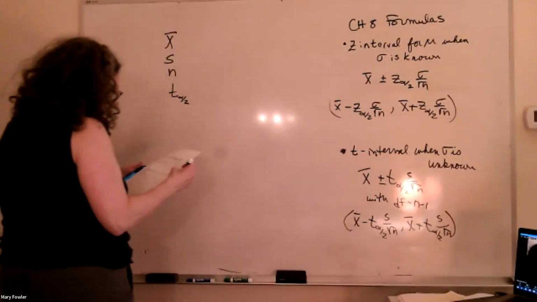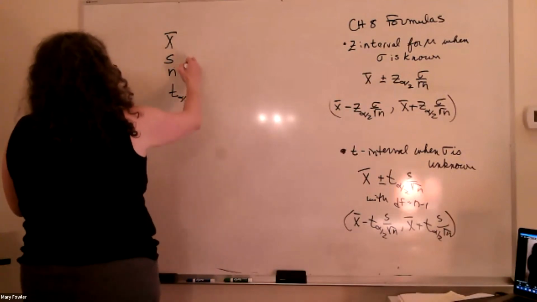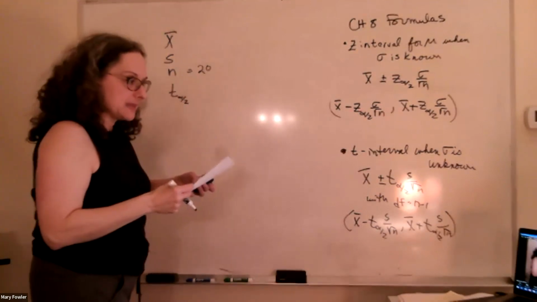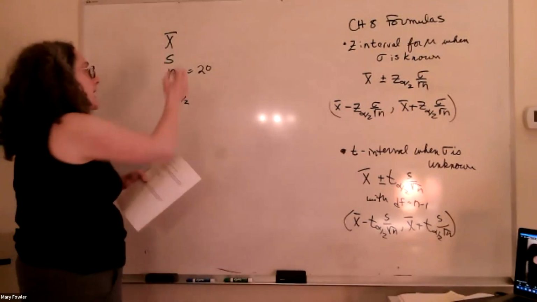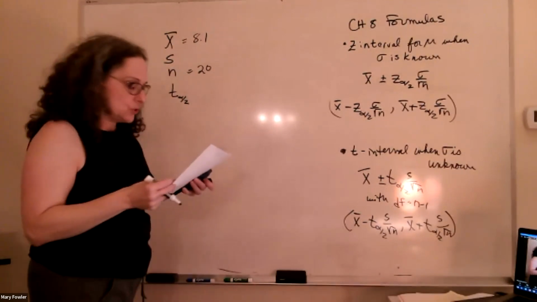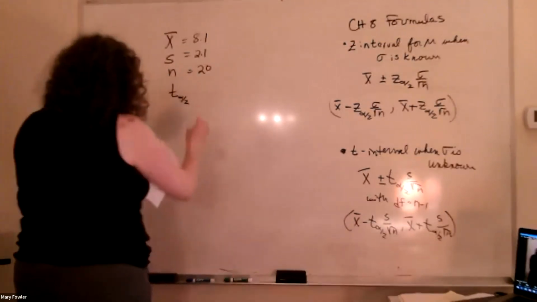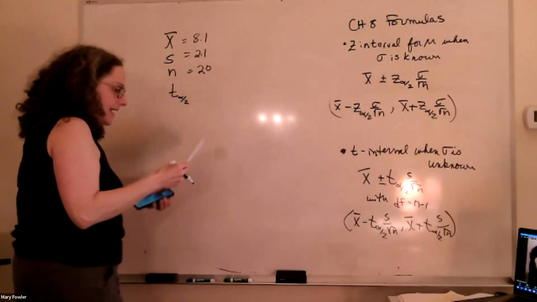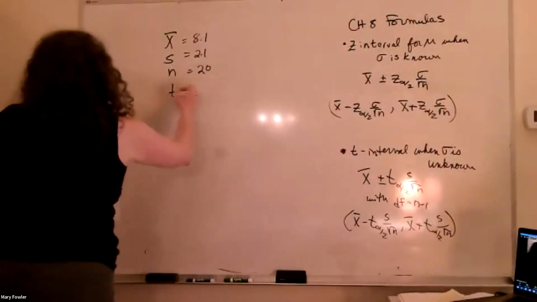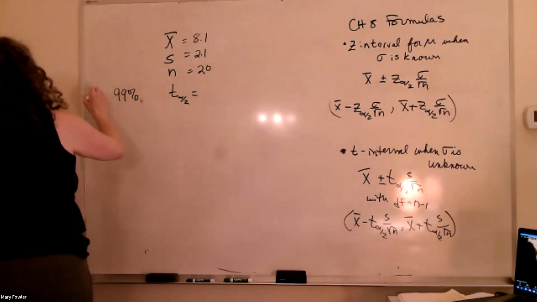So let's go ahead and read. Weights of apples are normally distributed. A random sample of 20 apples, n equals 20, is taken and their weights are recorded. The sample has a mean of 8.1 ounces, so that's a sample mean. And the sample has a standard deviation of 2.1 ounces. Okay. And we are asked to find the 99% confidence interval. So our confidence level is 99%.